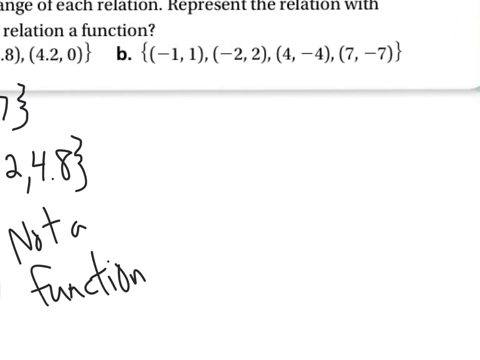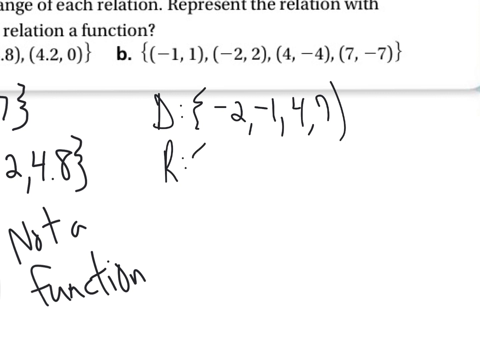Part B, same idea. Domain, we've got -2, -1, 4, and 7. In the range, we've got, in order I guess, -7, -4, 1, and 2.